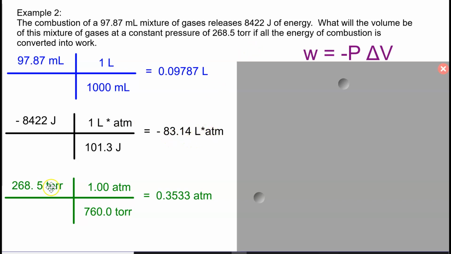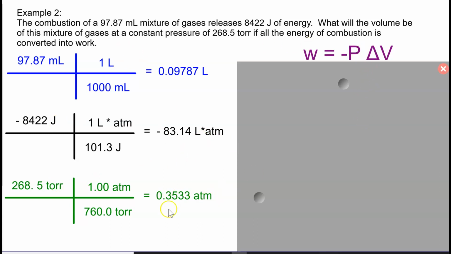We have pressure in torr here, so it needs to be in atmospheres. The conversion factors for pressures are on your formula page, so make sure that you look at those and convert this torr into atmospheres. Now I have the 3 conversions I needed. I have volume in liters, energy in liter atmospheres, and pressure in atmospheres.